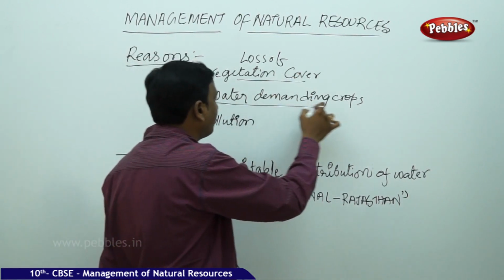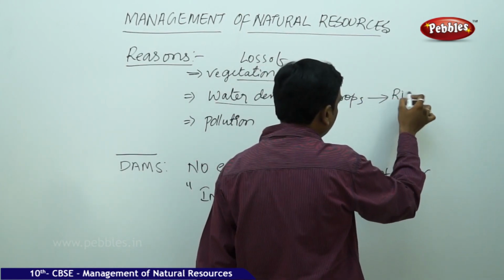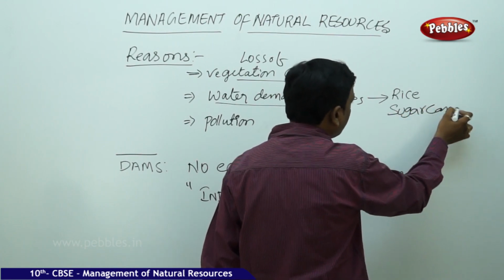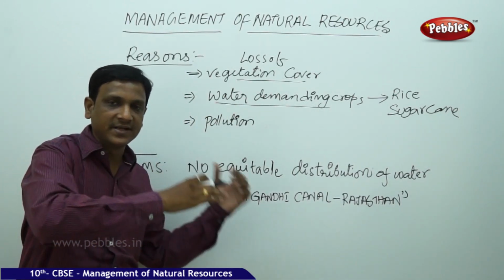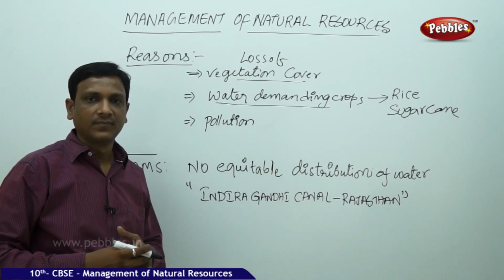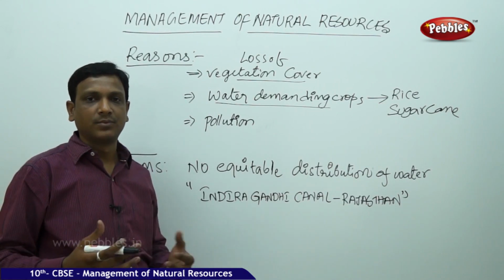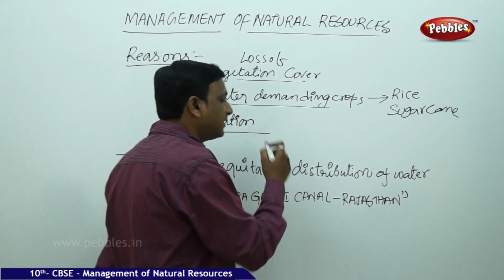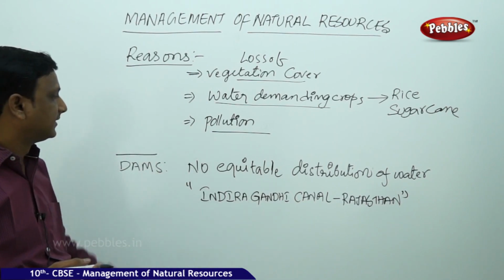The second one is diversion of water for water demanding crops. Let us take rice, sugarcane. These are the crops that need a lot of water to grow. In some places the water is diverted to the crops which take a lot of water. So in that case the other places may not get proper, equitable distribution of water. And the third one is pollution, releasing effluents and wastes into the water, also one of the problems for the water crisis.